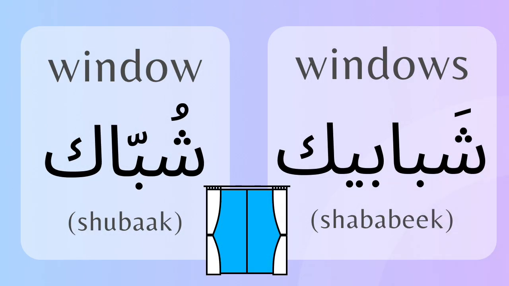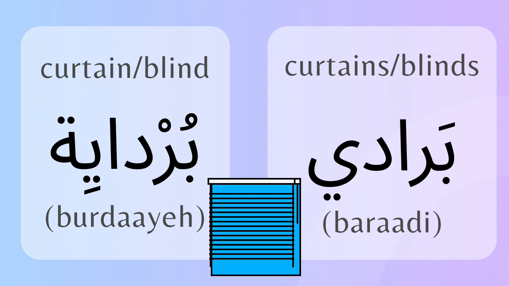Next we have window. Let's look at the singular form first. شباك. Next we have the plural form, windows. شبابيك. Curtain or blind. The singular form is برداي. The plural form, curtains or blinds, is برادي.